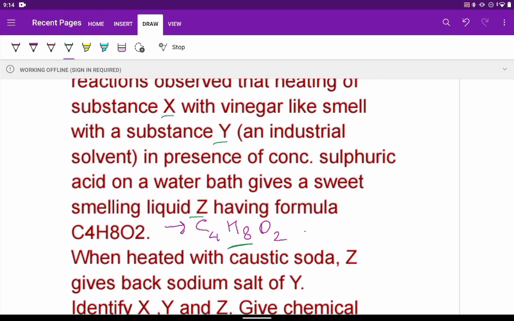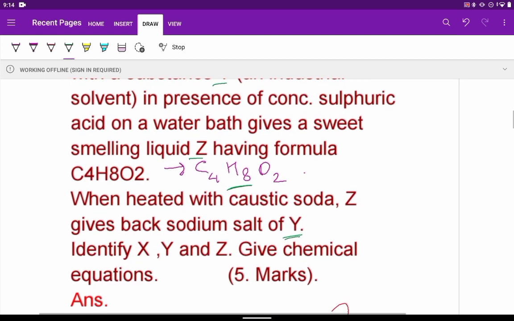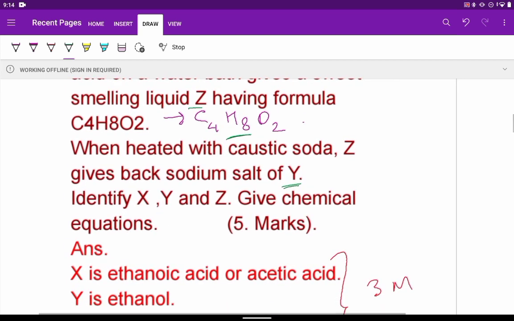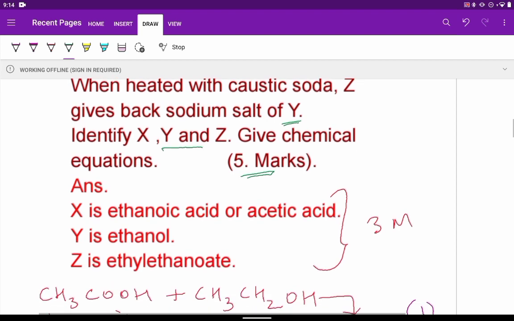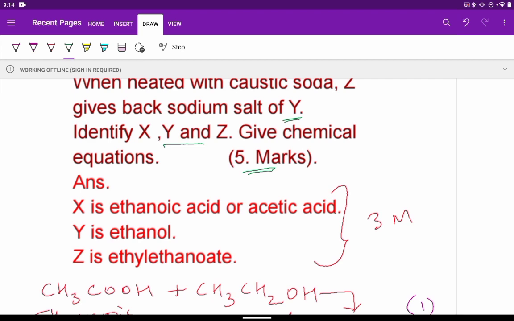When heated with caustic soda, Z gives back sodium salt of Y. So what we are getting back? Sodium salt of Y. When we are heating the product Z with caustic soda, we get back sodium salt of Y. We have to identify X, Y and Z, and we have to give the chemical equations. This type of question can be asked for 5 marks. Now what the marks distribution should be and how you should attempt it, you see.